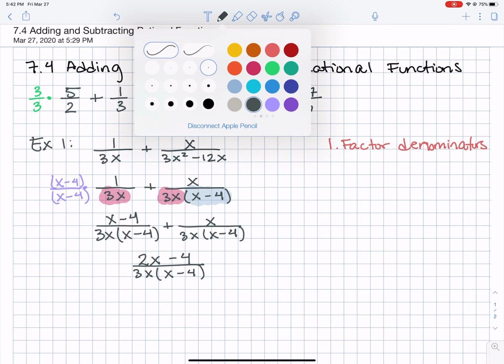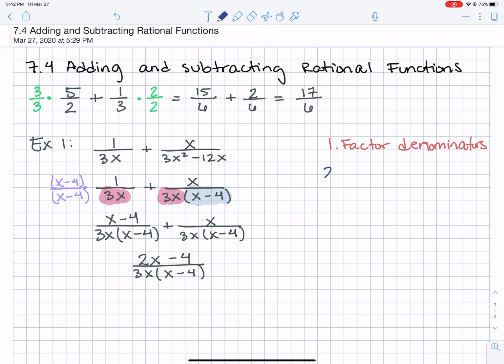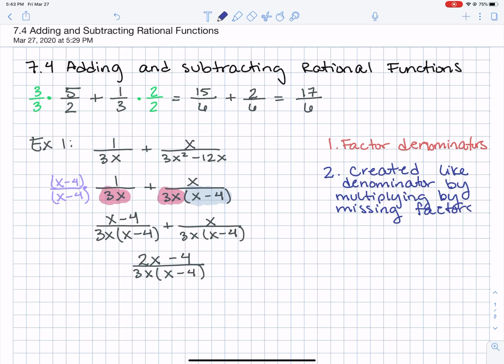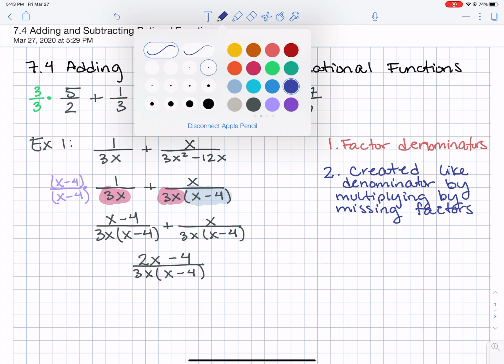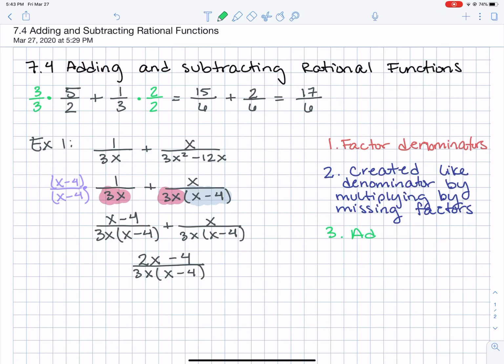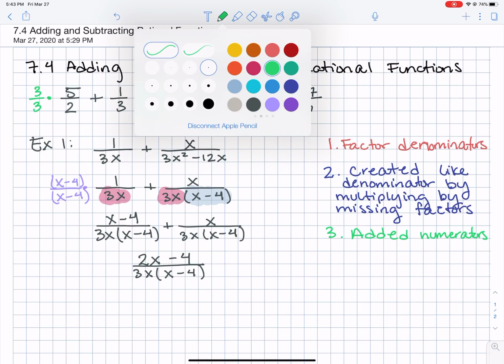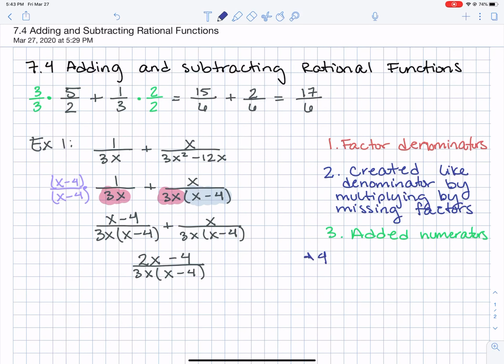Going back to my steps on the other side, we factored the denominators, and then after we factored the denominators, we created like denominators by multiplying by missing factors. After we did that, we added our numerators together. Now step number 4, and I'm going to put a little star next to it, is to simplify if needed.